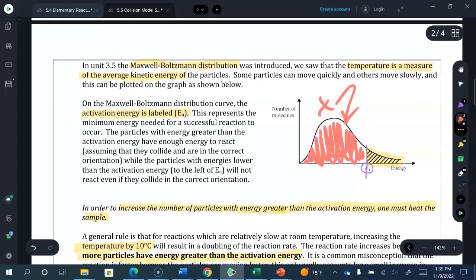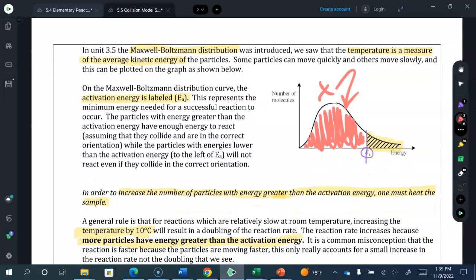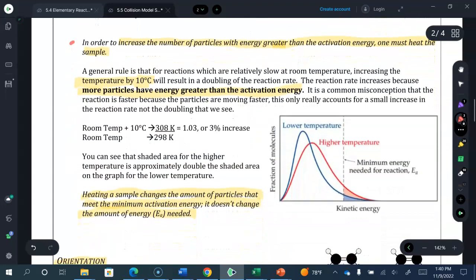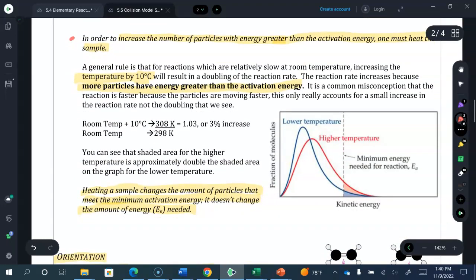Okay? So in order to increase the number of particles with energy greater than the activation energy, you have to heat the sample, right? The average kinetic energy must increase, and that is temperature. So you must increase your temperature. A general rule is that for reactions which are relatively slow at room temperature, increasing the temperature by just 10 degrees Celsius will result in a doubling of the reaction rate in general. The rate increases because more particles have energy greater than the activation energy.